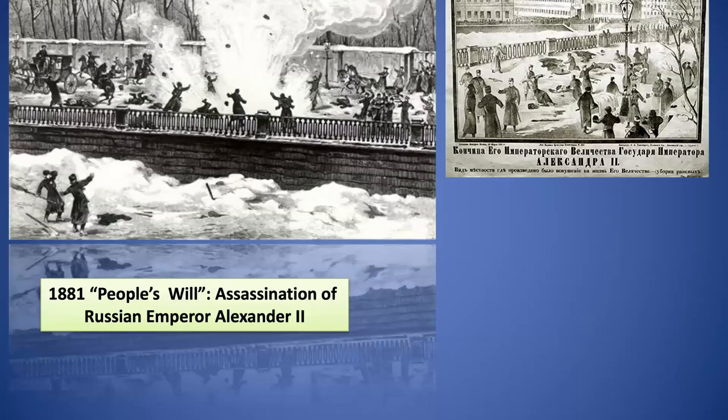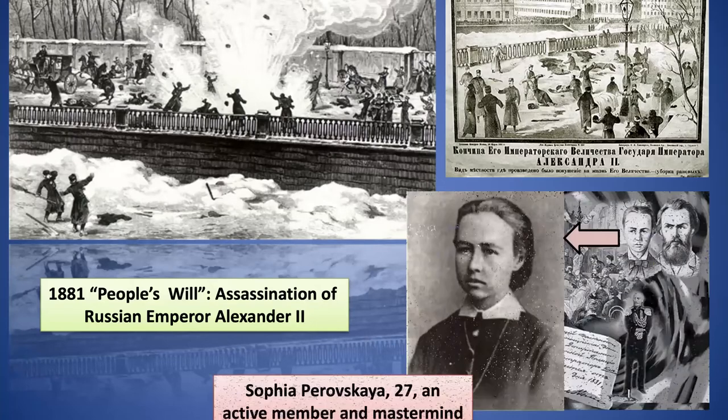Anarchists were striking almost in every country, in particular Europe and the United States. In 1881, the organization People's Will in Russia assassinated Emperor Alexander II. For what? His nickname was the Liberator. He was the one who basically ended serfdom, slavery, in Russia. And yet he was assassinated because he was moving too slow. I'm not kidding. He was moving too slow to liberate Russia, to give political freedom.